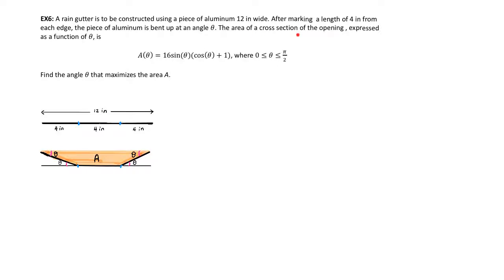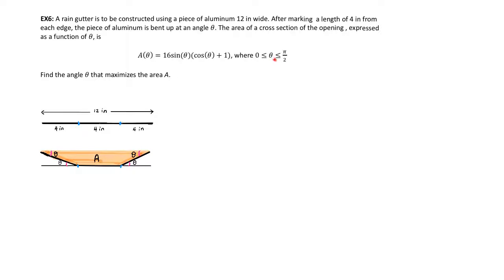The area of a cross-section of the opening expressed as a function of theta is given by this expression. So the area of the cross-section right here, this brown part. They're asking us here to find the angle theta that maximizes the area. This is another way of saying find the value of theta that will somehow generate an absolute maximum. So we're really looking for an absolute maximum, just like the previous example. Only that somehow there's a story behind the problem.